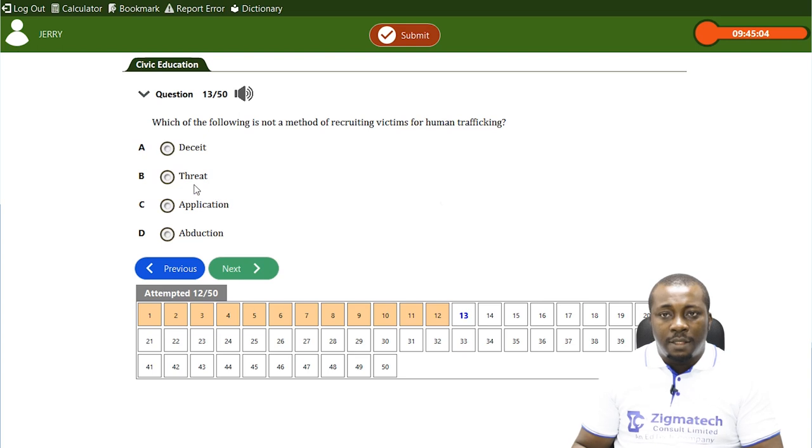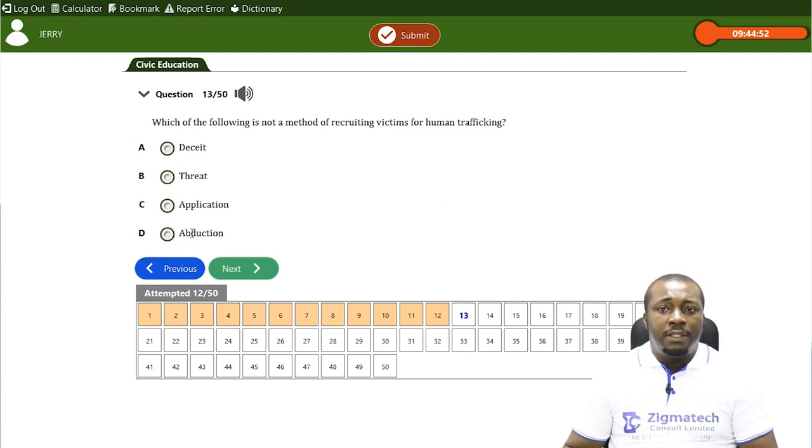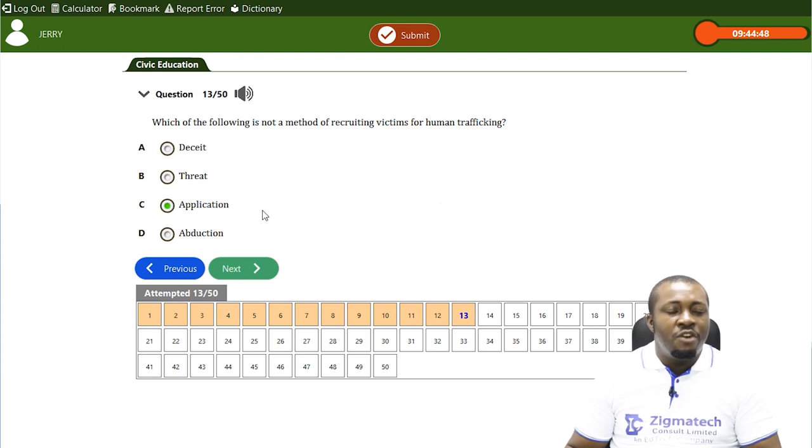B can say threat. Of course, when you abduct, when you kidnap, you threaten the person, you use force. C says application, D says abduction. They can abduct them, kidnap them. Now, C, application, is not a method of recruiting them. They don't apply.